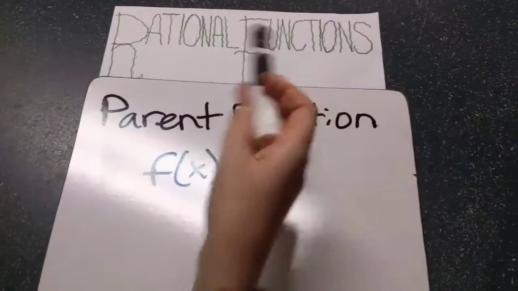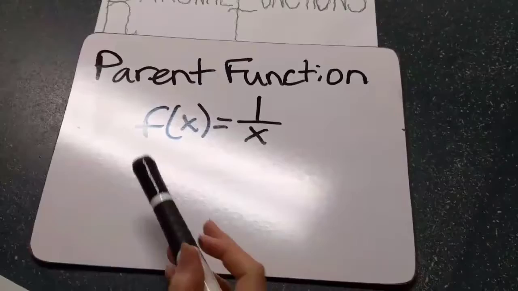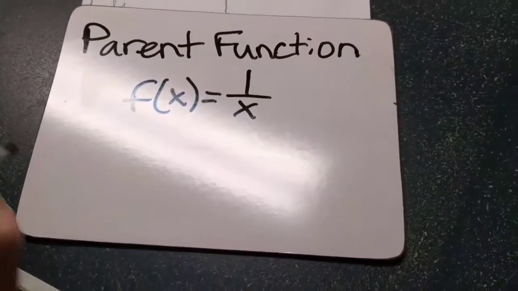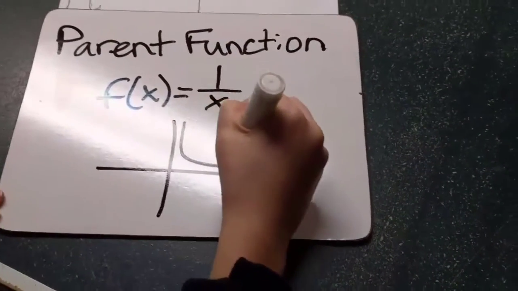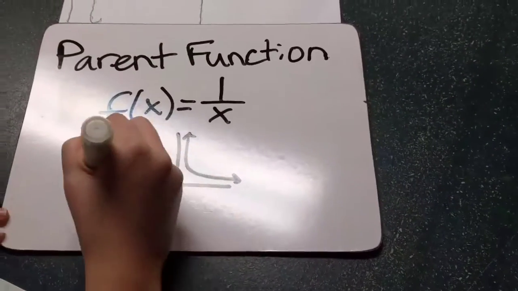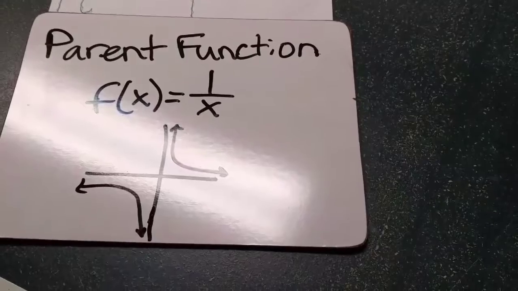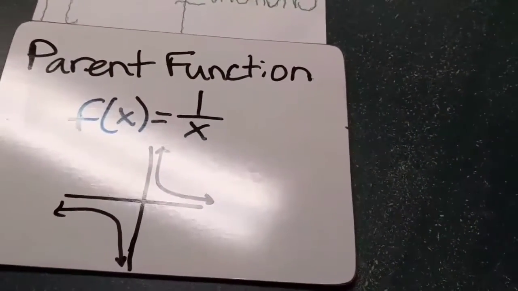Going to be a tutorial on rational functions. The first thing we need to know for rational functions is about the parent function. The parent function is f of x equals 1 over x. Using this parent function, you will get a graph that looks something like this. This is called a hyperbola. So whenever you have a parent function of f of x equals 1 over x, you will get a hyperbola as your graph.